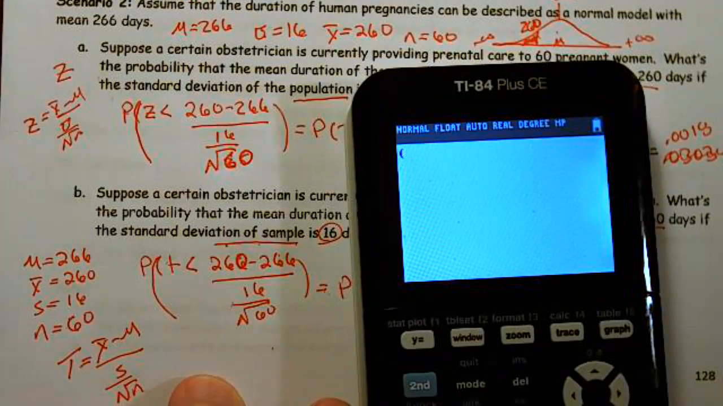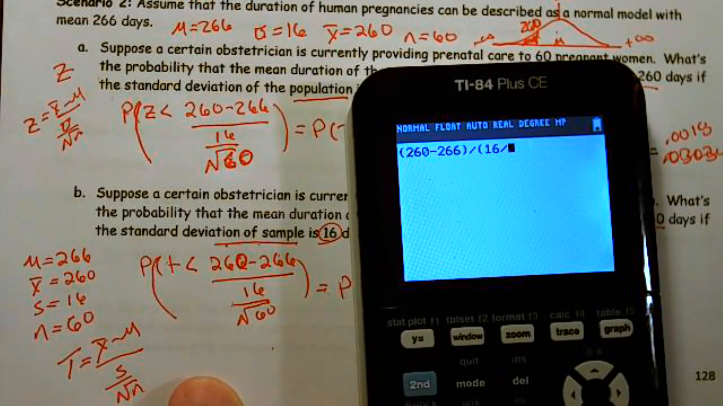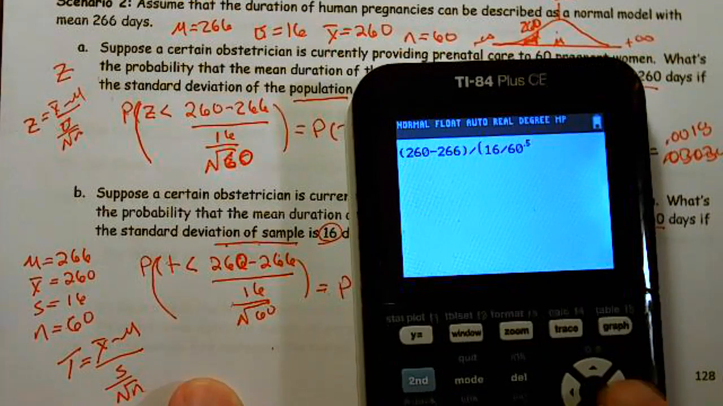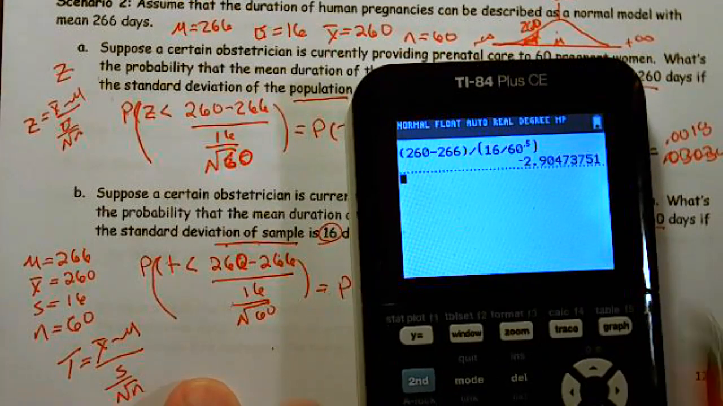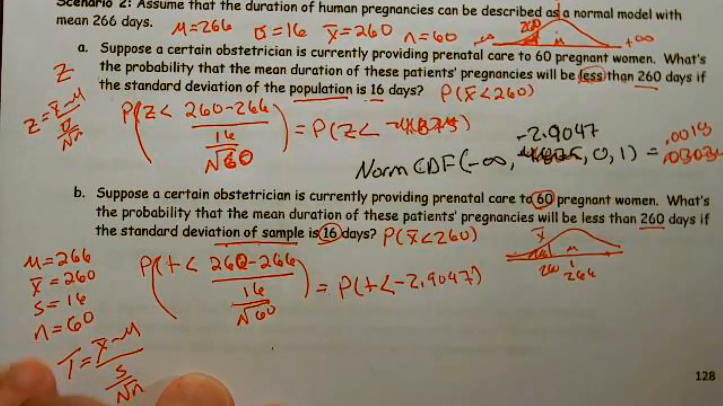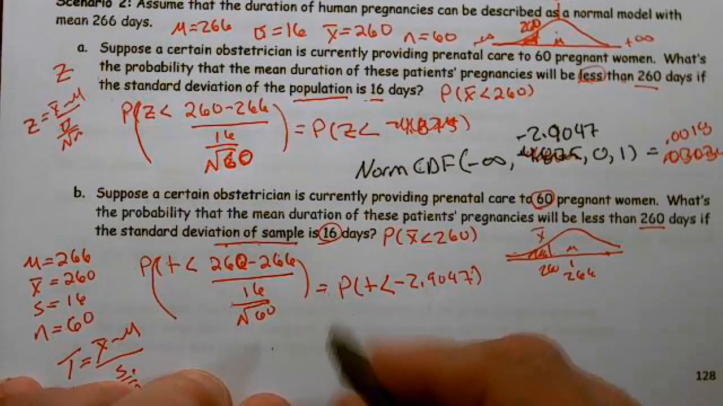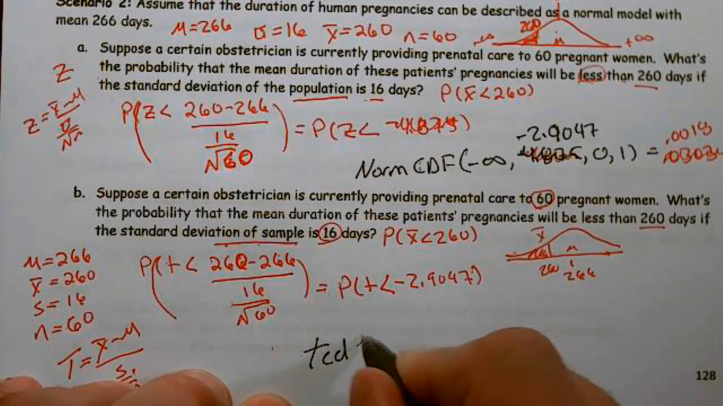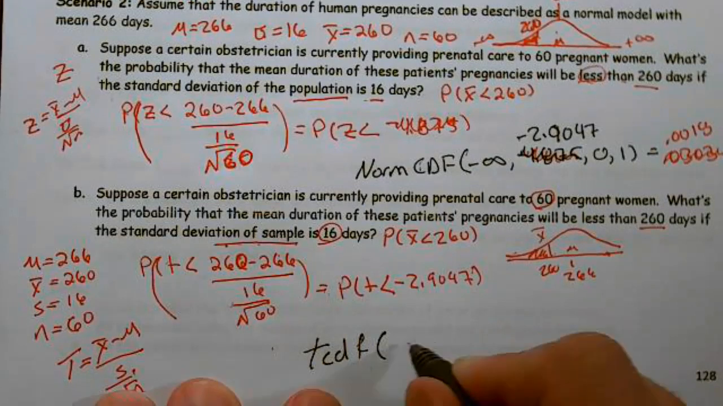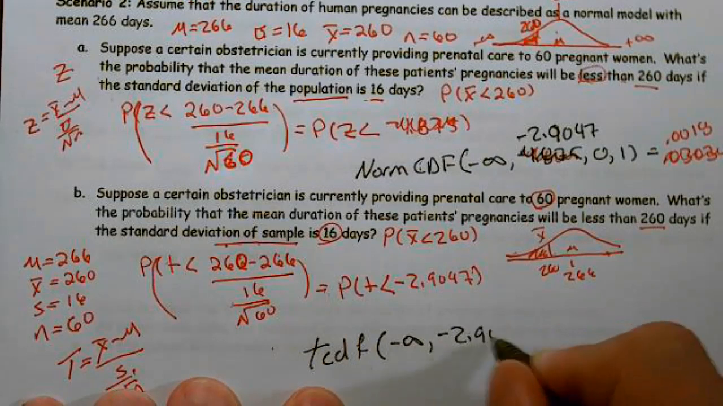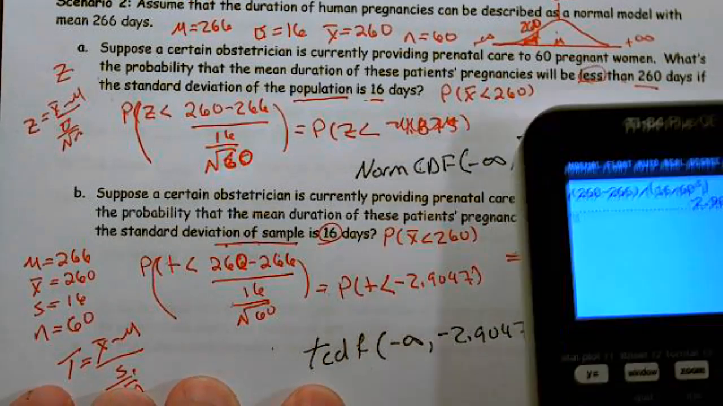Parenthesis, since I messed it up earlier, 260 minus 266, close parenthesis, divided by 16 divided by 60 caret 0.5. And there we get the negative 2.9047. But because we use the standard deviation of the sample, we're now not using a normal CDF. We're required to use a TCDF, where my lower happens to be negative infinity. My upper is negative 2.9047.